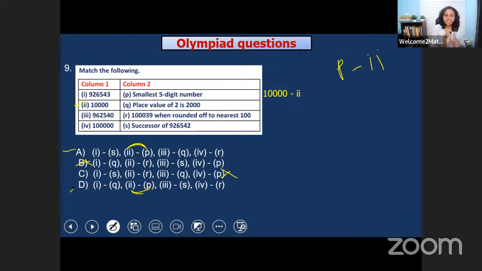Okay. Now let's see which would be the answer. So for that, let's find out the next one. You see, place value of 2 is 2000. In which number is the place value of 2 equal to 2000? You see in column 1, in 3, we have 9,62,000, and here 2 is at the 1000 place. So the place value of 2 is 2000 here. So it is 9,62,140. So you can see we got Q is equal to 3.